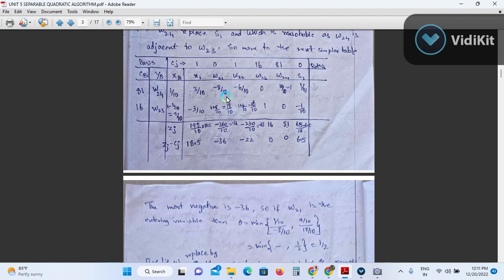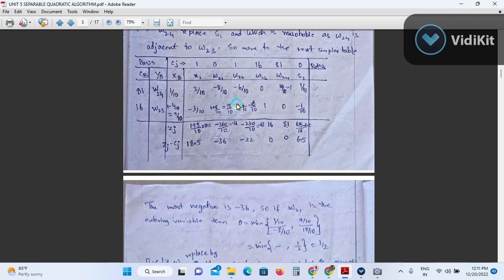So in the simplex table, you are all familiar. If it is negative, then I have to avoid that part, right? Therefore I have to go for here. So 9 by 10 divided by 18 by 10. So this is the only option, so no need to talk about the minimum. Therefore this is the pivotal row, and 18 by 10 is the pivotal element.